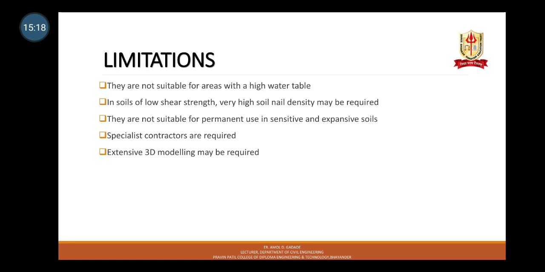Here are some limitations of soil nailing. They are not suitable for areas with a high water table. In soils of low shear strength, very high soil nail density may be required. They are not suitable for permanent use in sensitive and expensive soil. Specialist contractors are required. Extensive 3D modeling may be required.